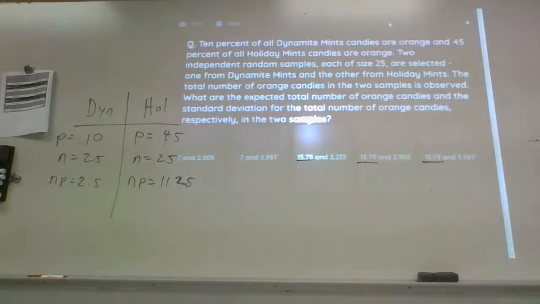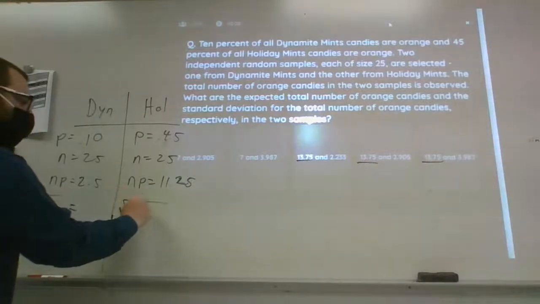I was thinking this had to do with the list, but unfortunately, the reason why it doesn't work with the list is because they didn't give you a complete distribution that added up to 100%. This is actually a binomial problem. And if you're going to calculate standard deviation, it is the square root of npq.